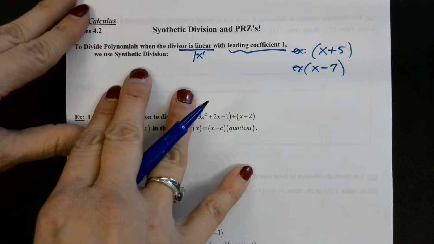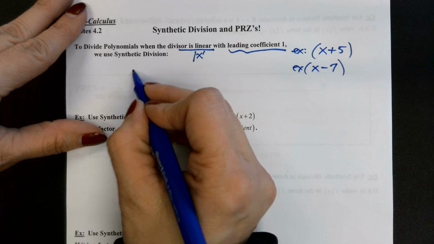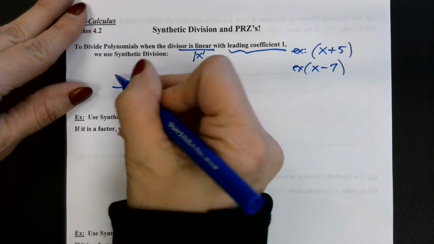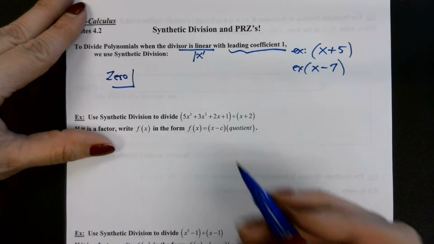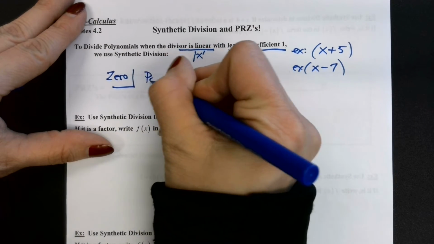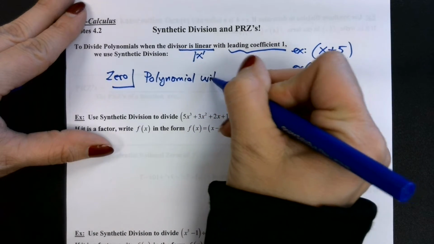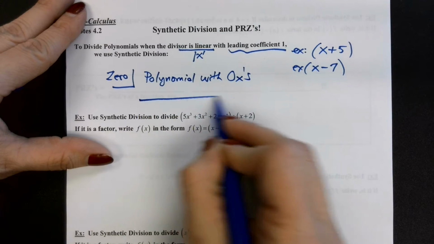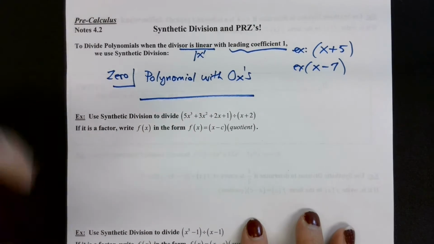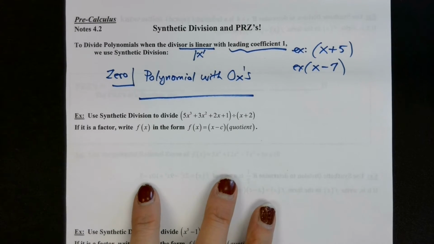Okay, and so here's how you do it. You get a little box going here, and you're going to put the 0 from the factor. And then here you're going to put your polynomial with oxes. Oxes are 0 x's. Then you leave a little bit of space, and you're going to divide. Okay, let's go through a couple, just till you get the hang of it.